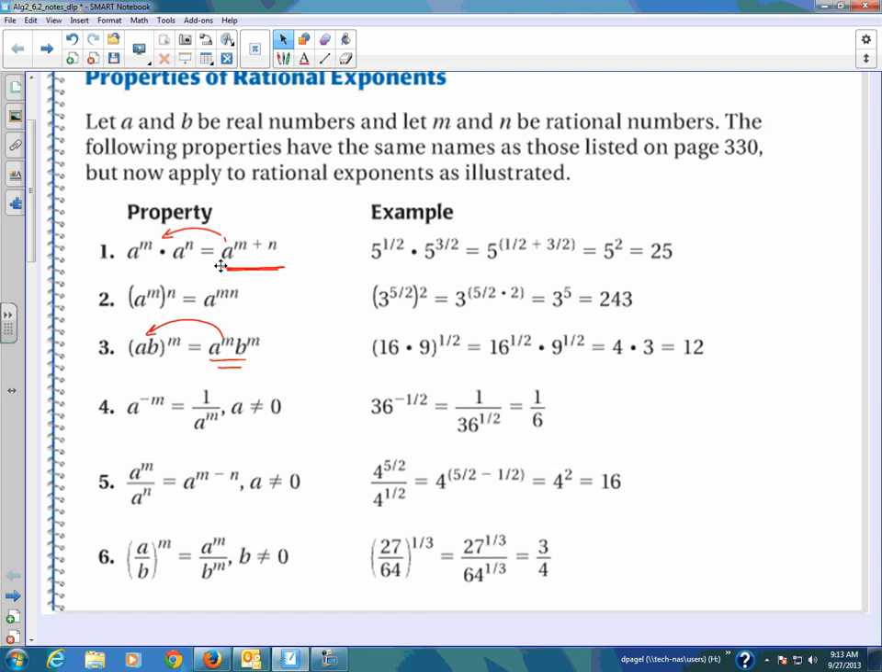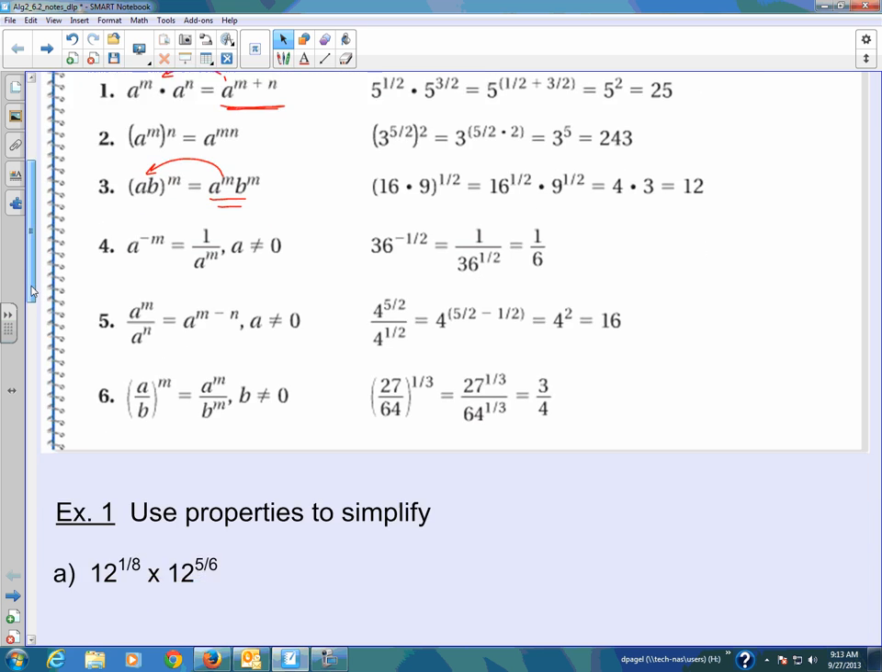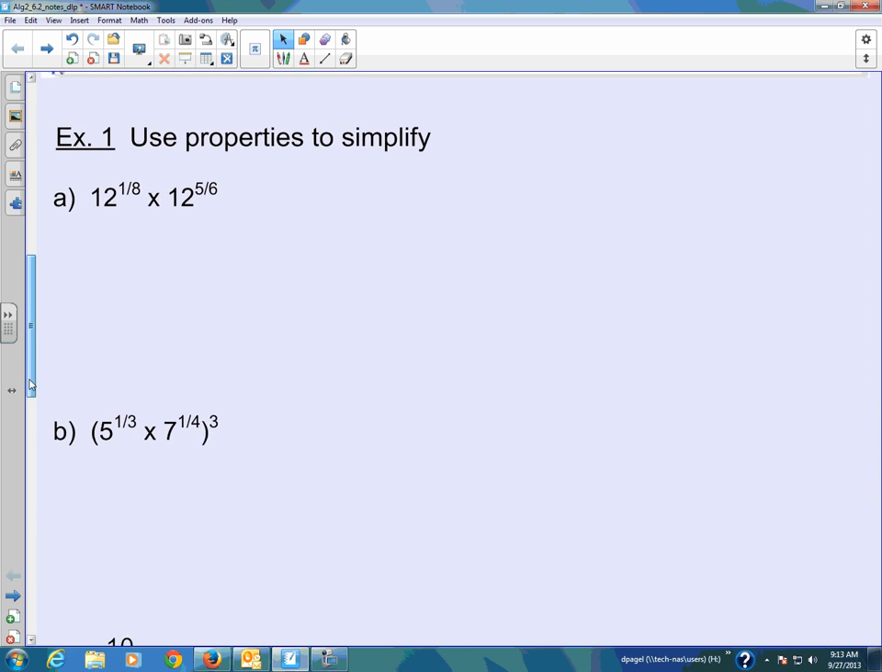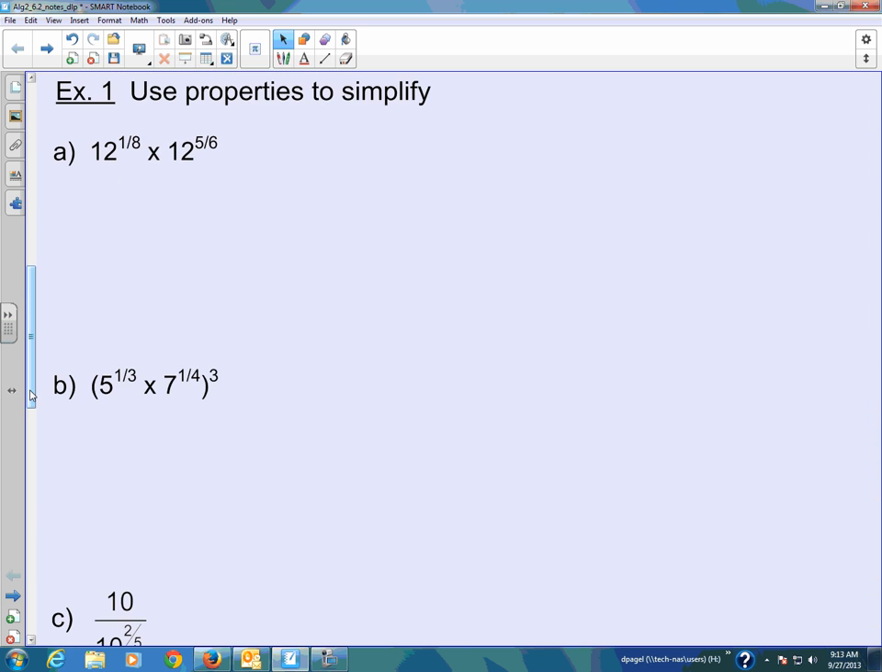All right. So with a pretty decent grasp on properties, let's go ahead and tackle some of these. We're going to take a look at some more challenging problems as well after we get through with the lesson here. So using our properties to simplify, we have problem A, where the bases are 12. This isn't an X, it's supposed to be a multiplication symbol. So 12 to the 1/8 times 12 to the 5/6.